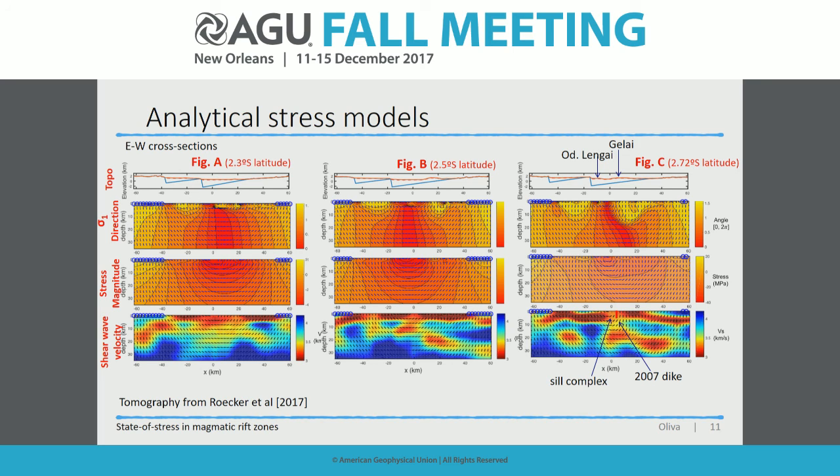And coincidentally, this agrees with the observed magmatism and the tomographic results. This region of yellow-orange right next to red is where the 2007 diking occurred, and right next to it, where there's red, is where the sill complex is. And this lower part here is where the tomographically imaged magma chamber seems to be.